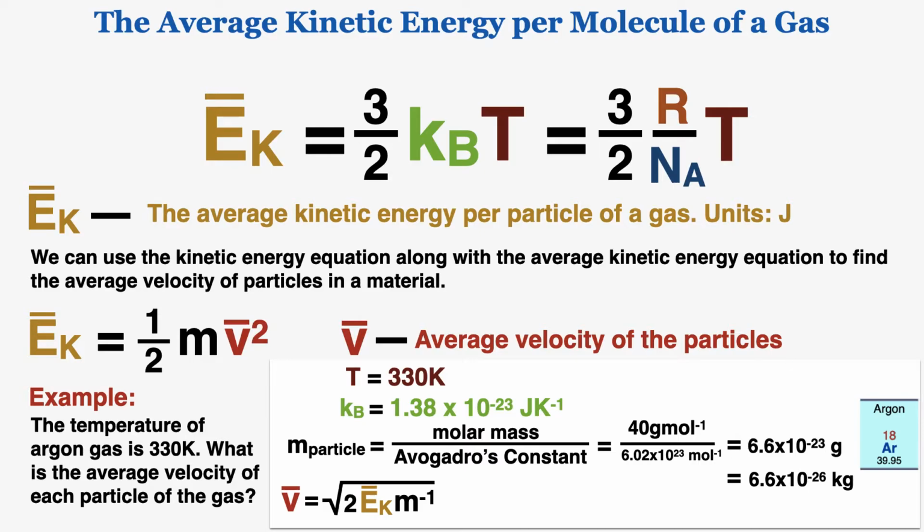This is the equation for the average velocity. I just rearranged the average kinetic energy equation. And when I plug in my other equation for kinetic energy, 3/2 times Boltzmann's constant times temperature, this is what I get. Plugging in the numbers that I'm given, I get a final answer of 455 meters per second. So that would be the average velocity of any one of the particles in the gas.